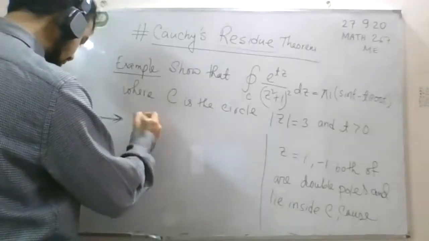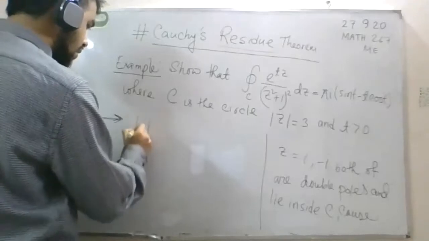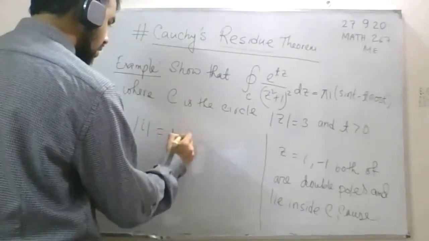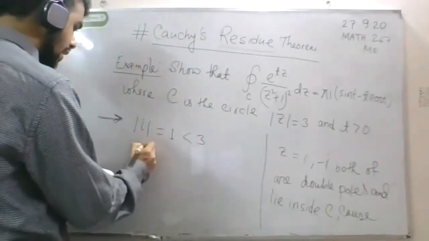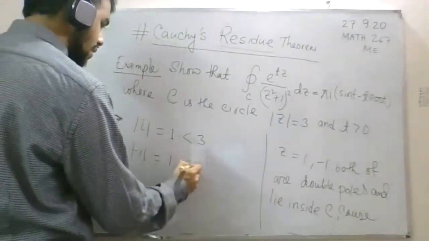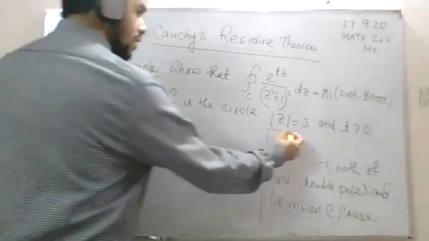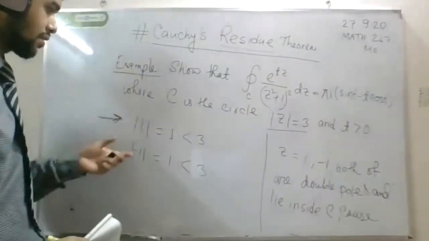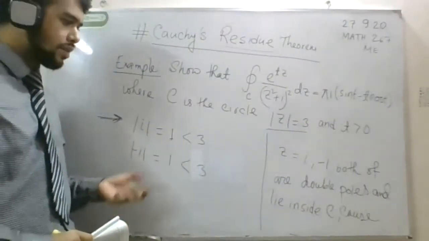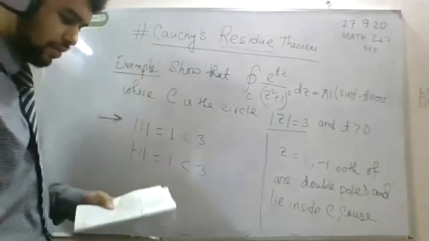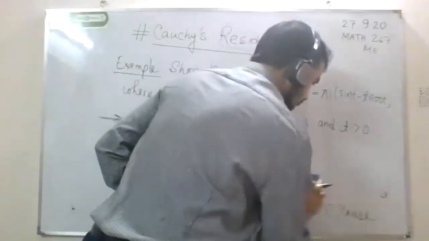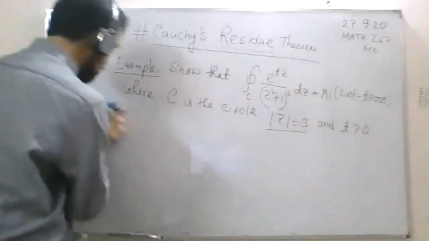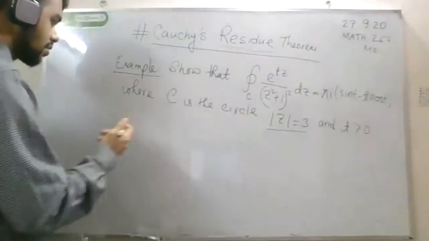You can say this is i equals to 1 is 3. Also minus i equals to 1 is 3. So this satisfies the condition, which is lie inside the circle. So you can put this here. Now just take a look here. You have to find out the residues of this problem.